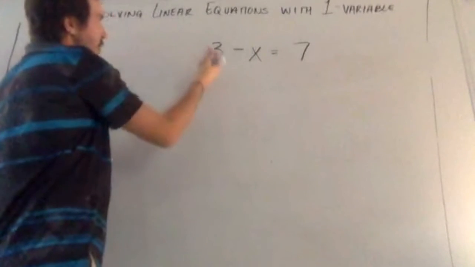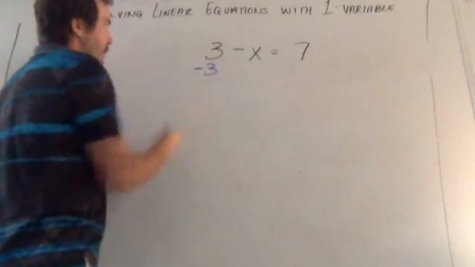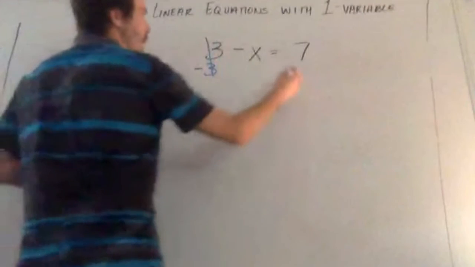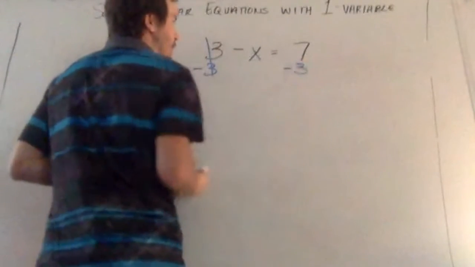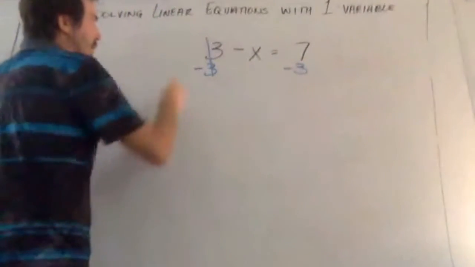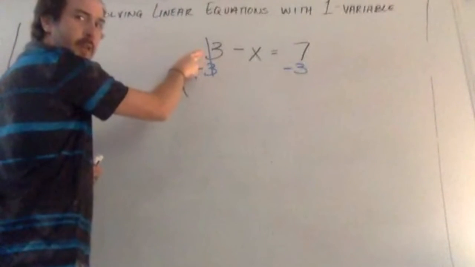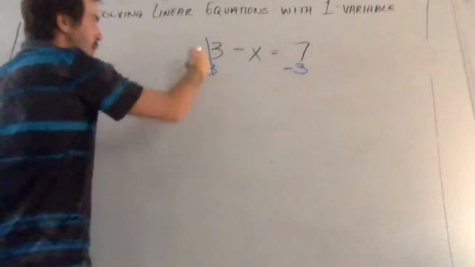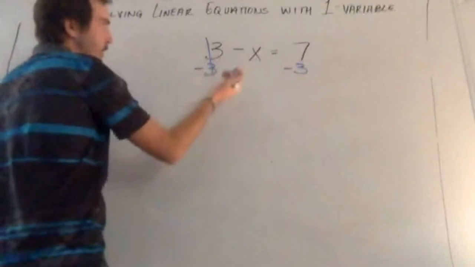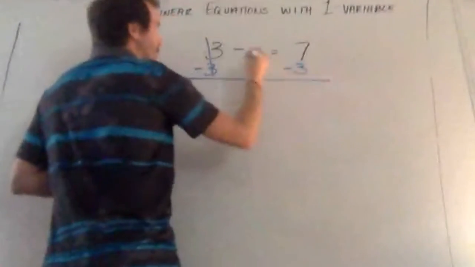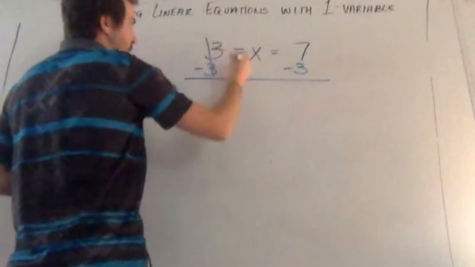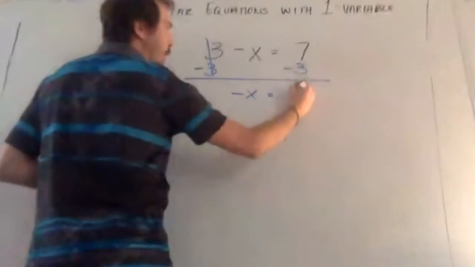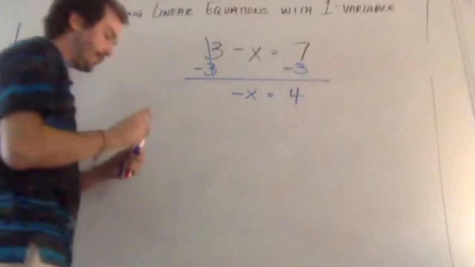Plus 3 here, right? So we need to get rid of that 3. 3 minus 3 cancels out. We then take away 3. Just because we don't have a positive here doesn't mean that it's not there. That's a plus 3. So we just do the opposite, even though it doesn't look like an operation. So this is all canceled out. I am left with negative x, and that equals 7 minus 3, which is 4.